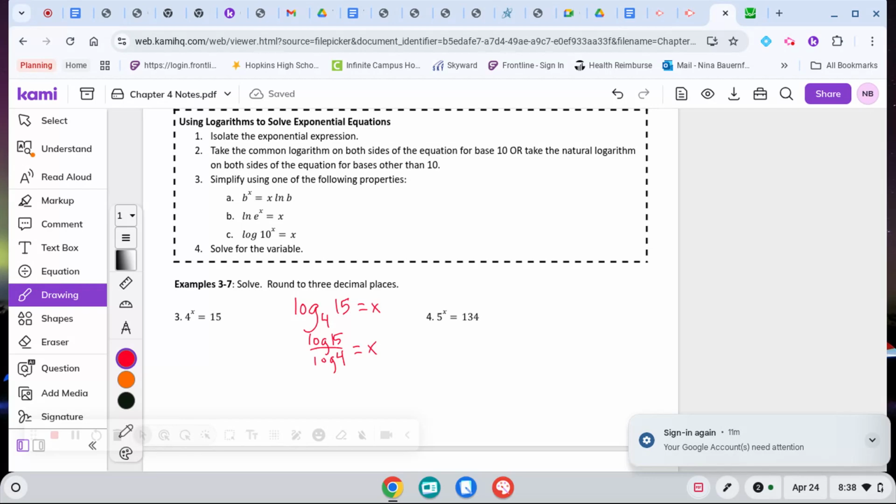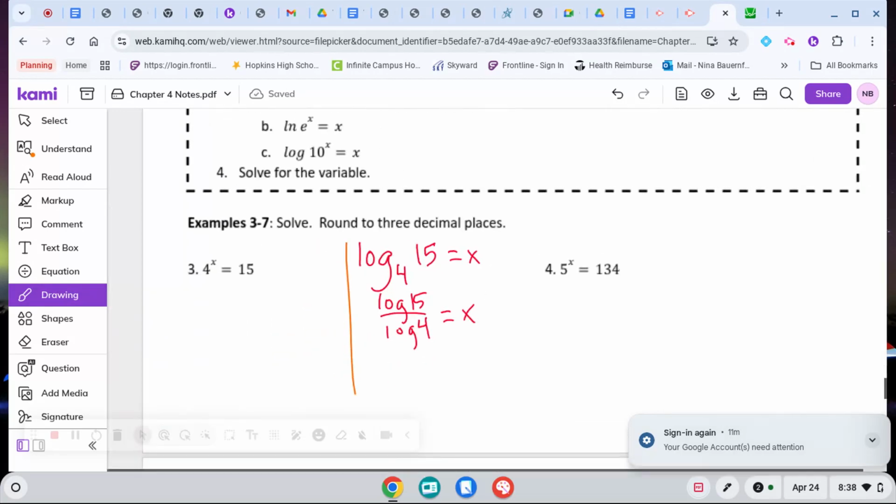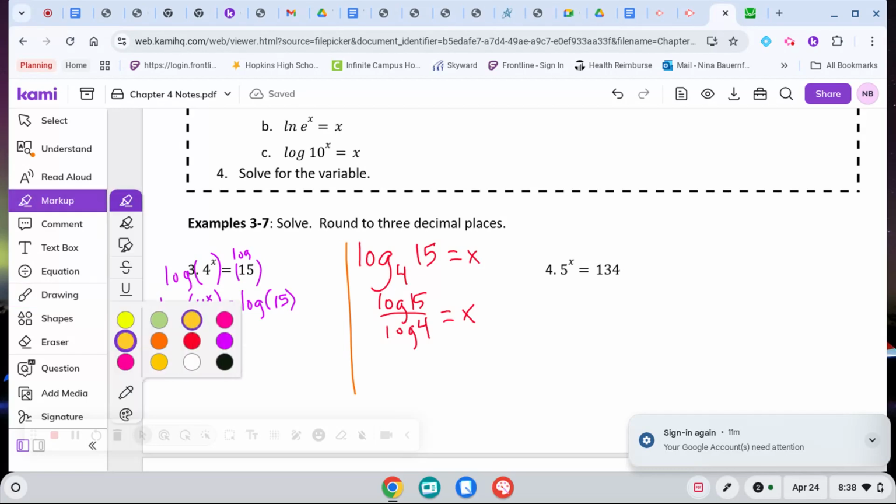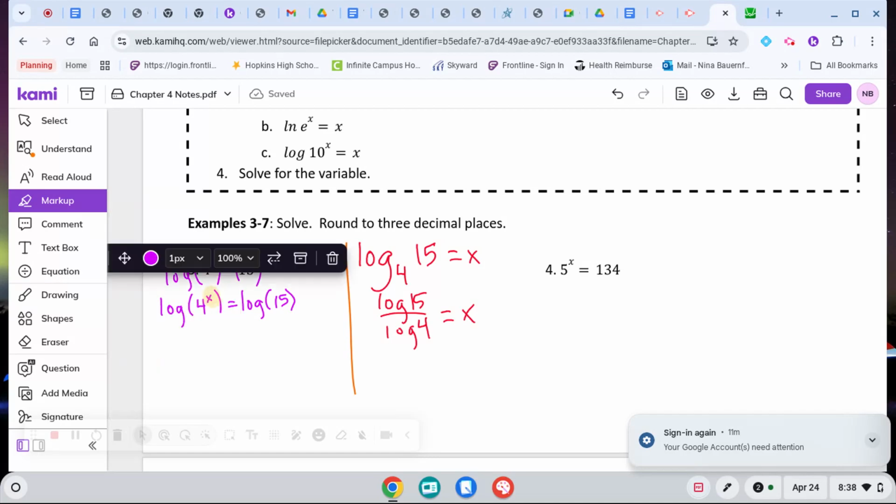We're going to use what's called the power property from 4.3. So another strategy is for us to take the log of both sides. And what's going to happen is, I'll just write it out: log of 4 to the power of x equals log of 15. Seems like we're just making a mess, right? But what we know that we can do, because of our last lesson, is we can take that and move it out front.